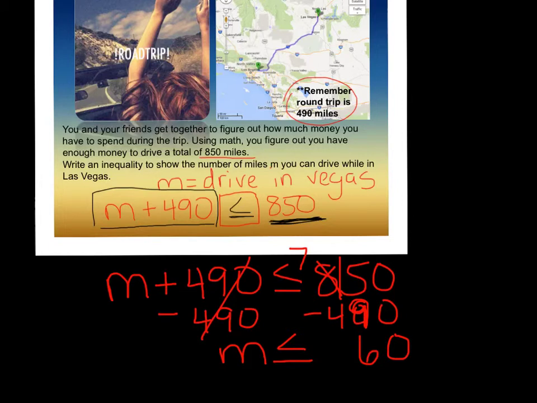And 7 minus 4 would give us 3. So we have 360 miles. It could be less than 360 or up to, at most, 360 miles that we can drive in Vegas.